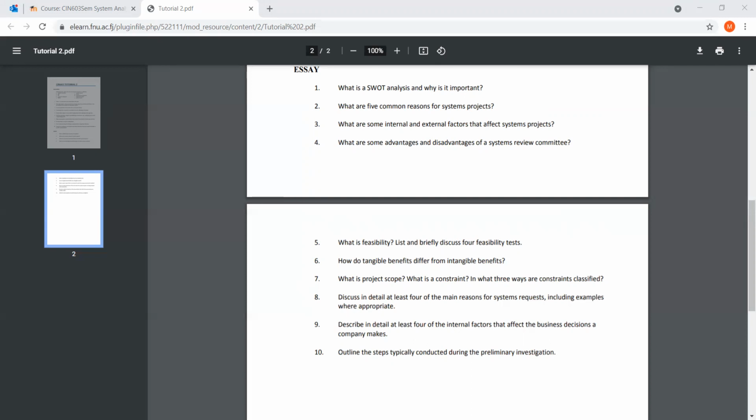Now let's add on to the definition. SWOT analysis is a technique for assessing these 4 aspects of your business.